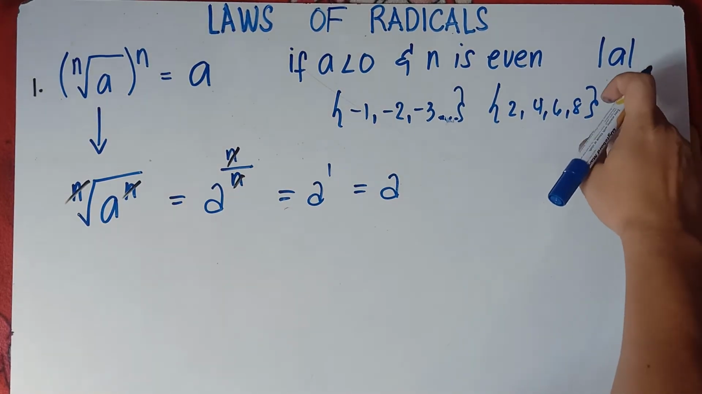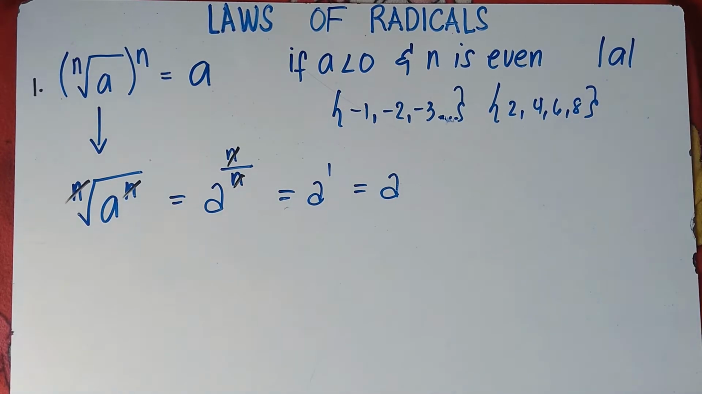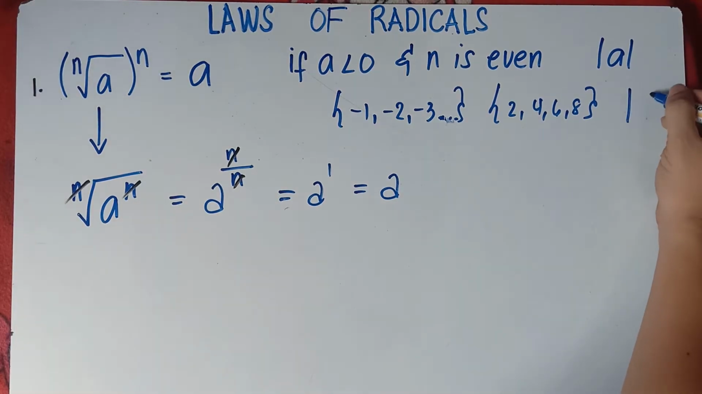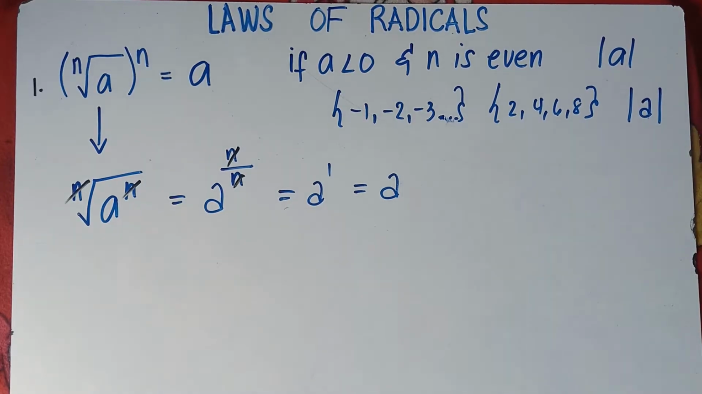Your answer will be the absolute value of A. What do you mean by absolute value, class? Absolute value means that your answer is always positive. So, the absolute value of a number, your answer is always positive. Just remember that one, class. The absolute value of A, your answer will always be positive.